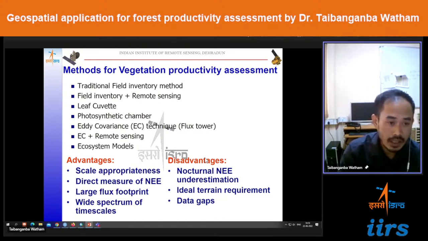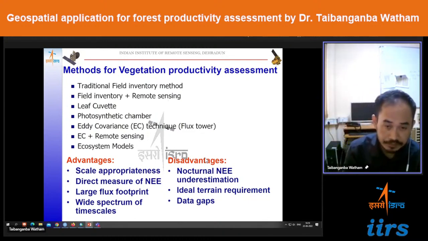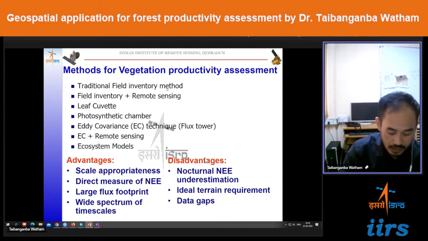Similarly, when we use the field inventory plus remote sensing technique, which Nandi sir covered yesterday, on how to estimate the biomass using field inventory and remote sensing, we can also estimate the biomass for T1 and T2. But there is the same limitation of enough time. If we want to understand the interannual changes in vegetation productivity, then with these first two methods, we are not able to assess the changes within the season or within the year itself.